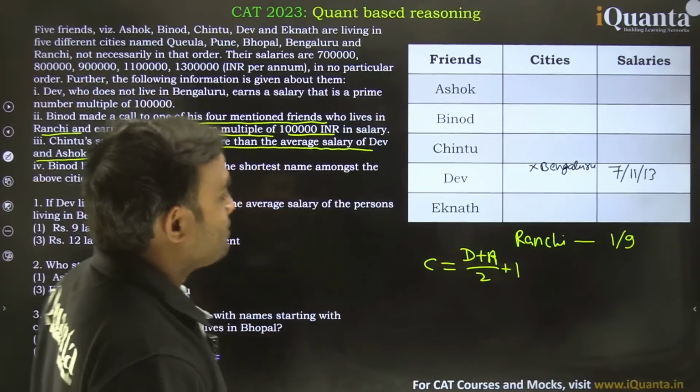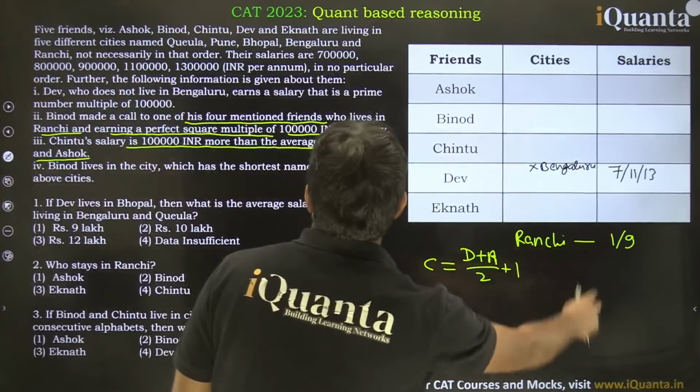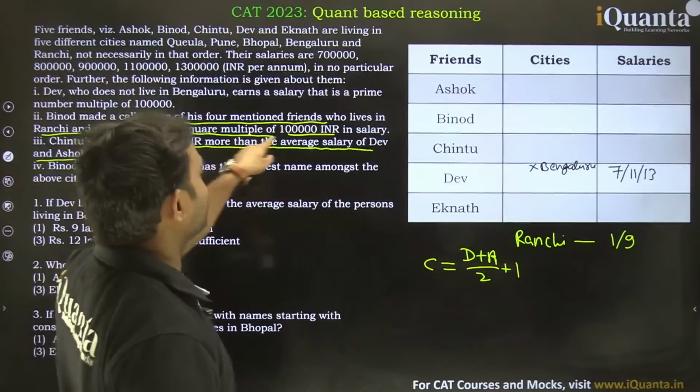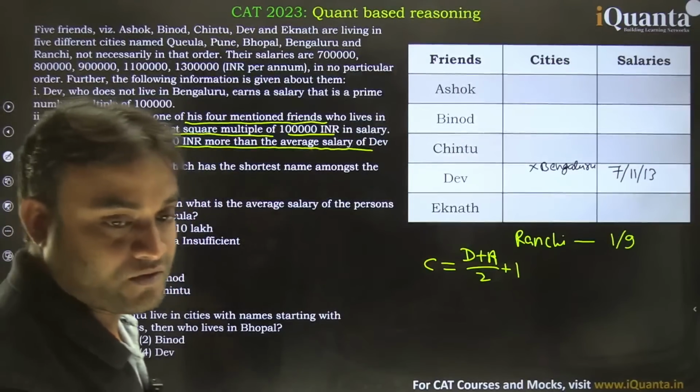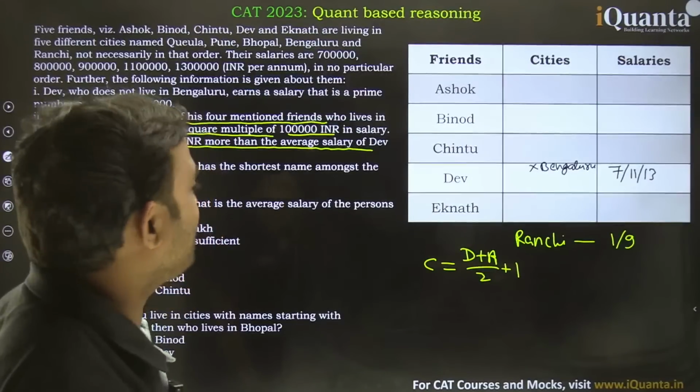How is 1 lakh possible? 1 is also a perfect square, right? Perfect square multiple. 1 is also a perfect square. That's why 1. No, it doesn't say. Only 9. Why 9?